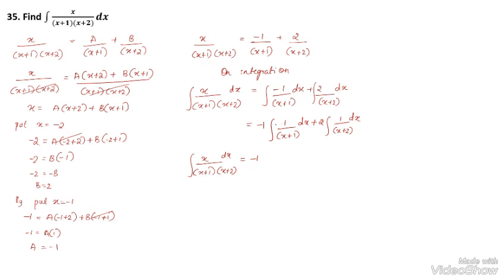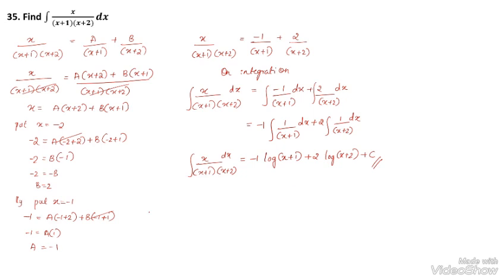We know that the integration of 1 by x is log x, that is log, in place of x we have x plus 1, minus log (x plus 1). Here also, the integration of 1 by x is log x, that is plus 2 log (x plus 2) plus some constant c. This is the solution of the given problem.